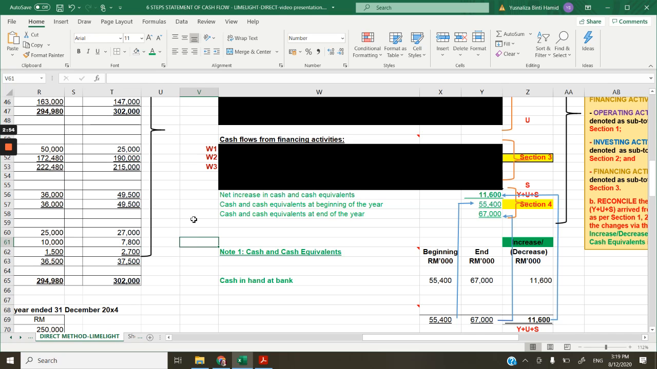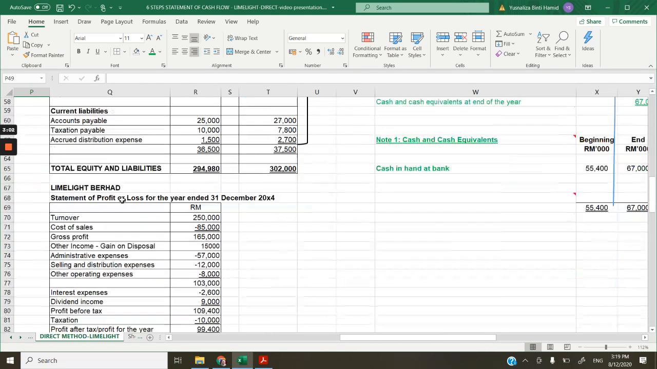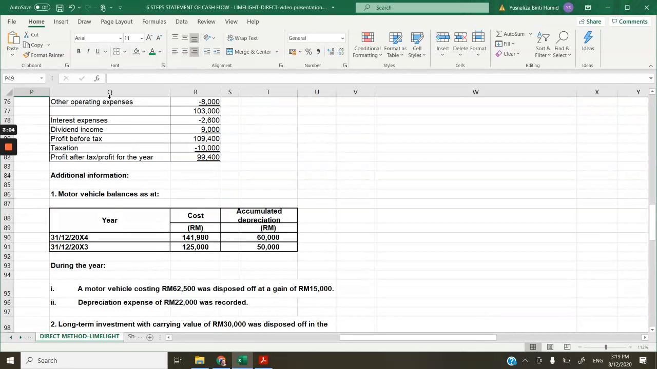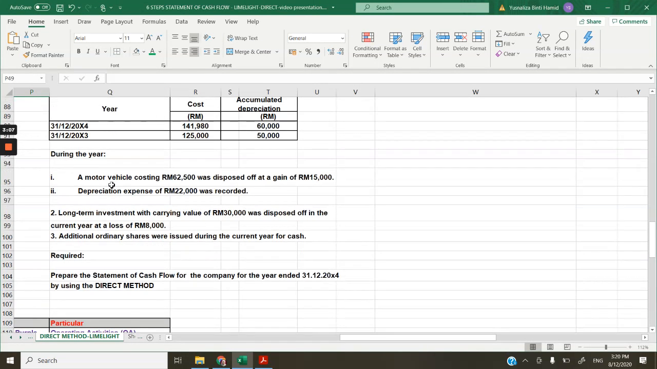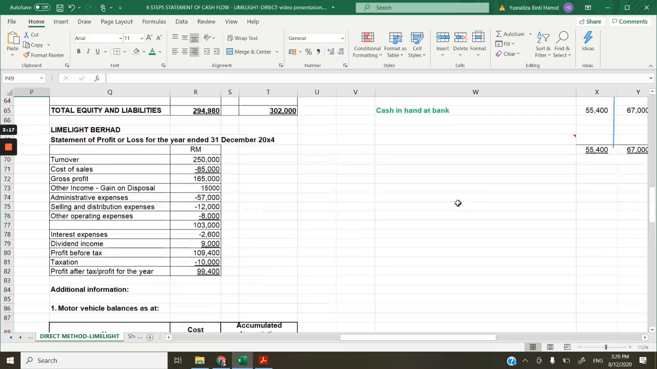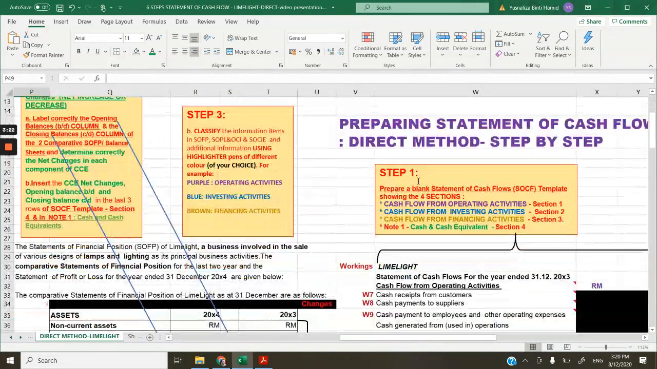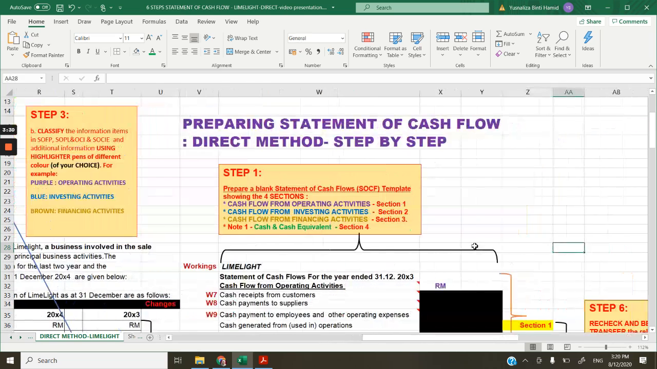Okay, so as I said, you are given a statement of financial position, and you are given a statement of profit or loss. So you might ask yourself, what should I do first? Of course, you need to go and read the question first, right? If you read the question, you are asked to prepare the statement of cash flow for the company for the year ended 31st of December using the direct method. So if you're asked to do the direct method, the first thing that you need to do is to prepare the blank statement of cash flow, the template itself, that shows the 3 sections as a start.